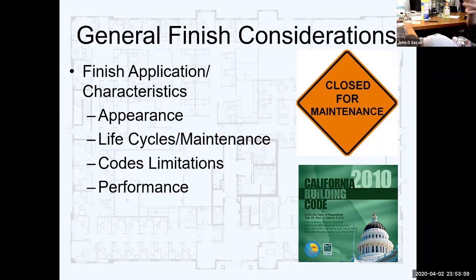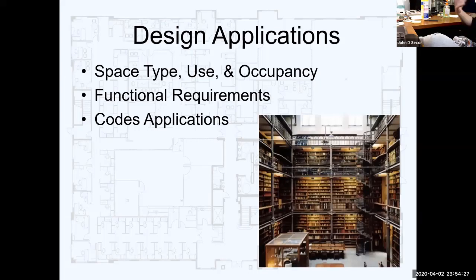Also, how do code limitations, flame spread, moisture reaction, there's all sorts of elements in the codes that limit what kind of application we can apply these finishes for. And then just general performance. Are these appropriate finishes for the type of space, and are they performing the way our clients like them? So as we consider this, we start to think about the specific design applications.